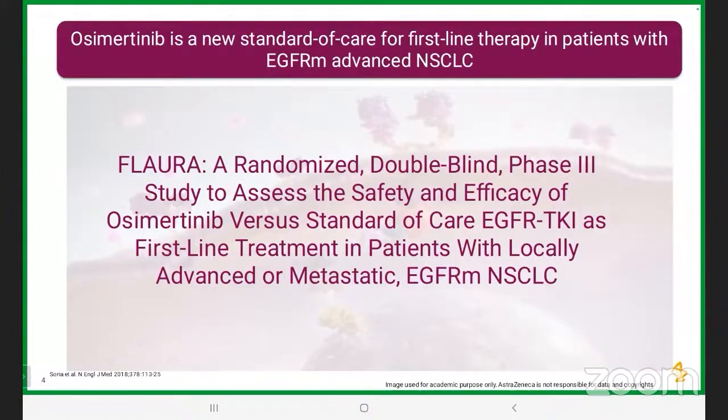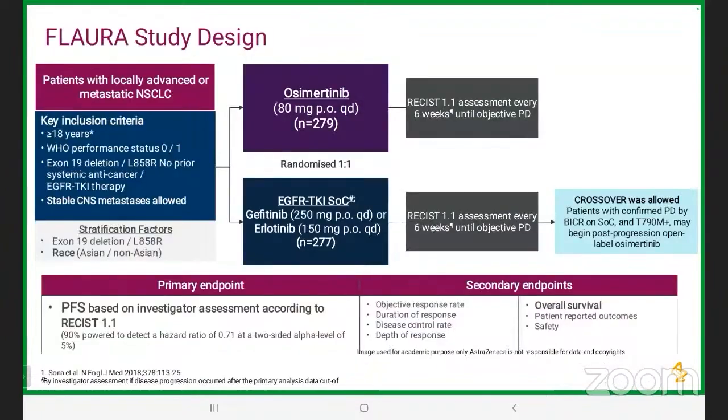Now, over time, osimertinib has been established as the new standard of care in the first-line setting for patients with advanced stage EGFR-mutated lung cancer. The trial that led to the foundation of this was the FLAURA trial. We all know that it was a randomized, double-blinded phase 3 trial to assess the safety and efficacy of osimertinib in comparison to standard-of-care TKIs in the first-line setting in patients who were locally advanced or metastatic.